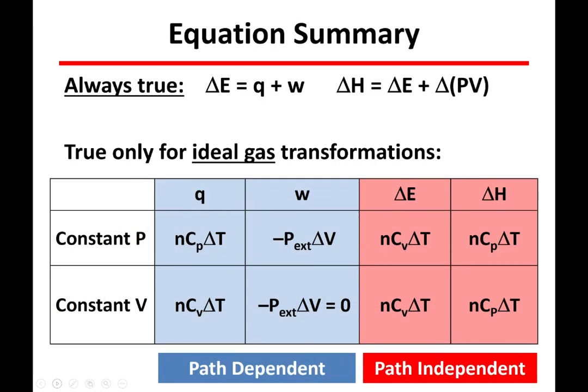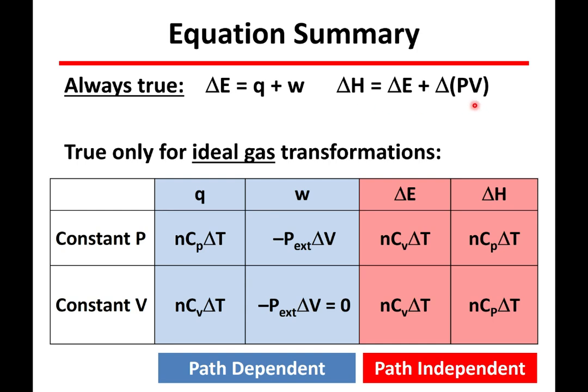At this point, I think it's a good idea to take a look at a summary of all the equations that we've seen so far. So we'll first start off by looking at a couple of equations that are always true up here at the top of the slide. And the first law of thermodynamics, delta E equals Q plus W, is an equation that is always true for any process that would involve gases or solids or liquids or phase changes or chemical reactions. Delta E equals Q plus W is always true. It's a law. It's the first law of thermodynamics.